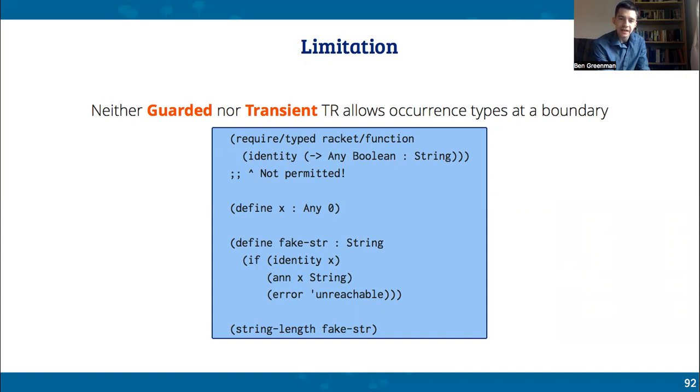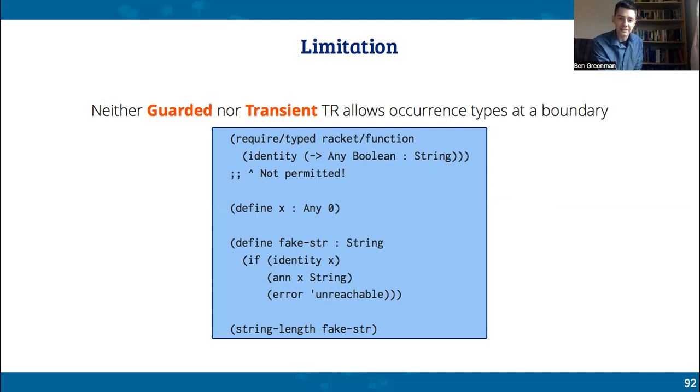So the occurrence type says if the result is true, truthy, then we know the input must have been a string. And if the result is false, we know the input is not a string. So that's this flow-sensitive thing. Depending on what the output value is, we learn something about the input. That's what the occurrence type says. That's not an accurate description of the identity function. But because we're in a gradual language, we want to be able to make claims like this at a boundary, because the claim might be about untyped code that we're suddenly adding a typed layer on top of.